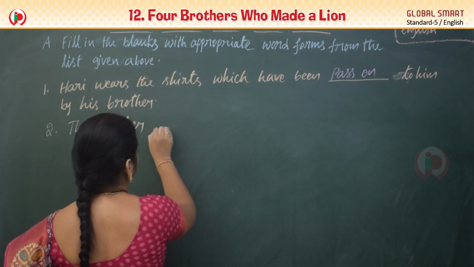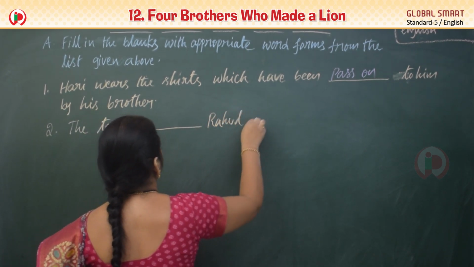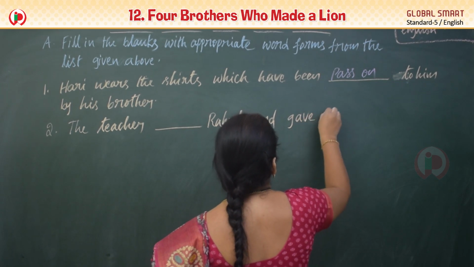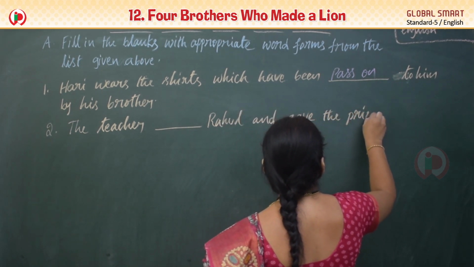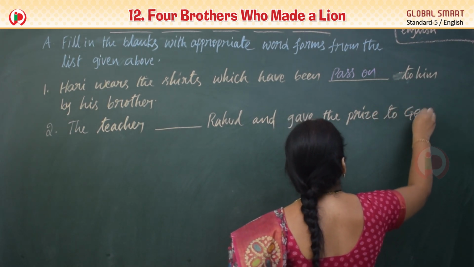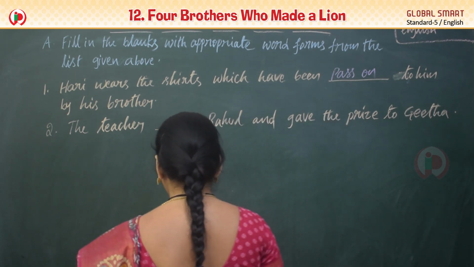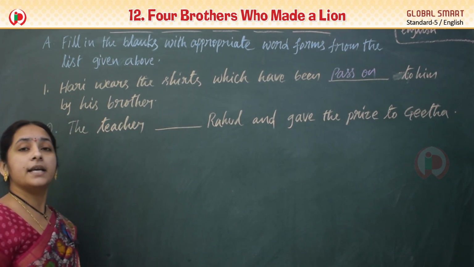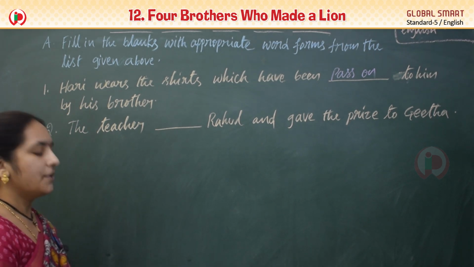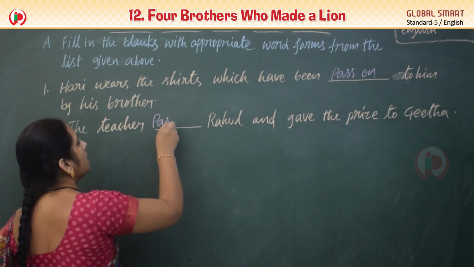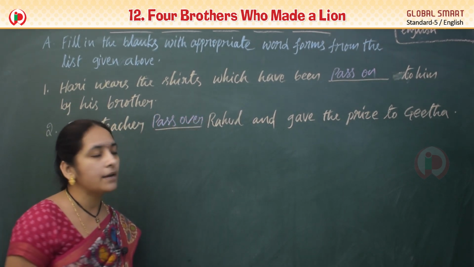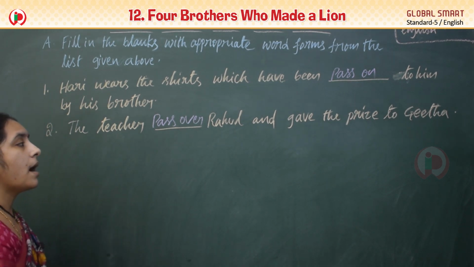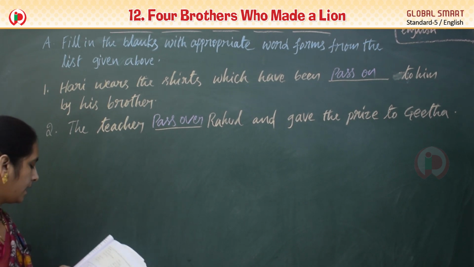The teacher dash Rahul and gave the prize to Geeta. So here the teacher ignored Rahul and gave the prize to Geeta. So ignore means what can we write here? Very good. The teacher passed over Rahul and gave the prize to Geeta. Geeta you can write either G-E-E-T-A or G-E-E-T-H-A, no problem. So, the teacher passed over Rahul and gave the prize to Geeta. And see the next one.